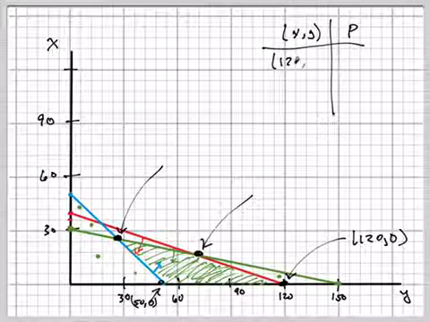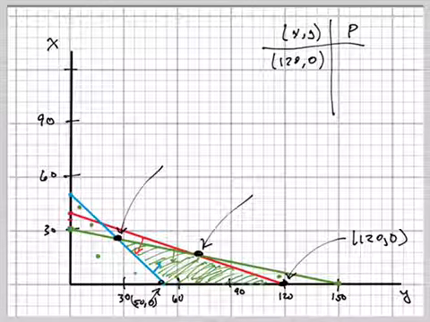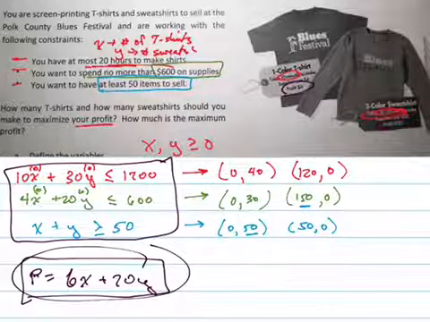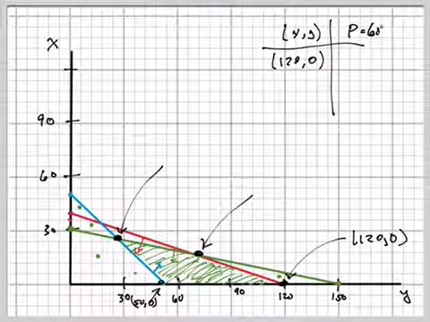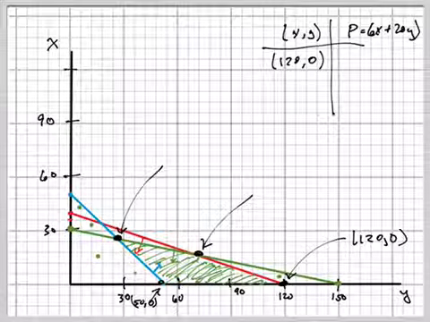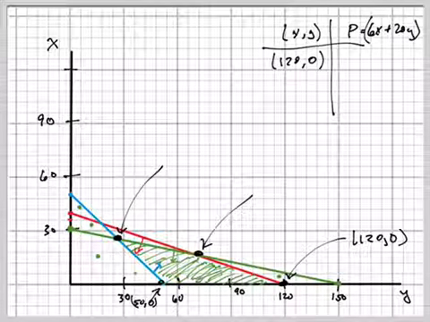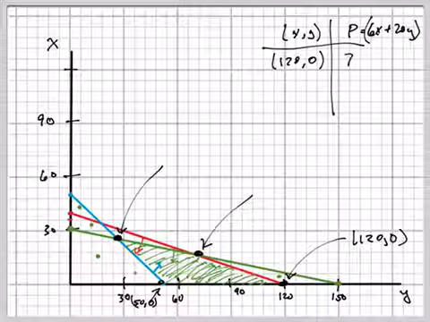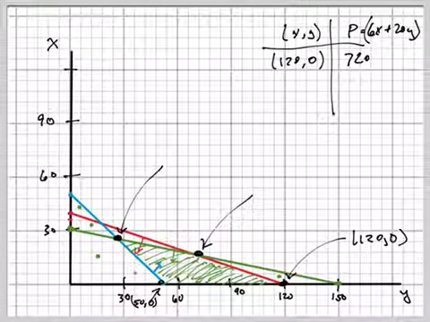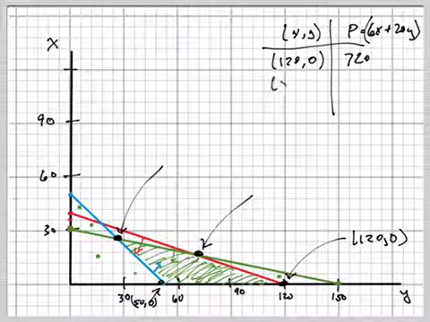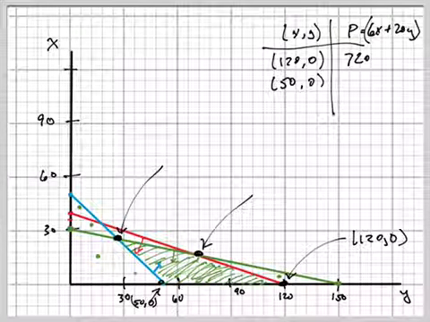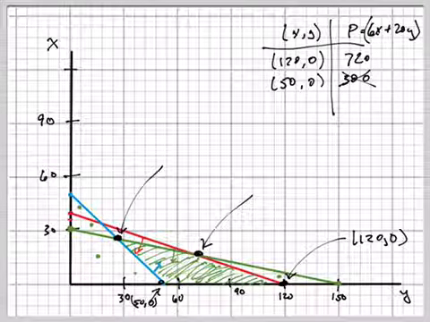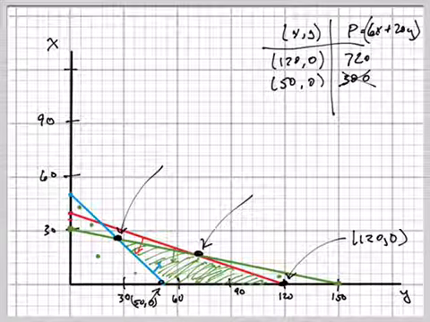So if x is 120 and y is 0, what will my profit be? Well, remember what your profit was. It was this equation, 6x plus 20y. So if I plugged in 120, 0 to that, I would get 6 times 120, which is $720. That's not bad. If I plugged in 50, 0, I would get $300. Well, that's not the right answer because I want to maximize my profit. So we know it might be 120, 0, but let's find these other 2 points.